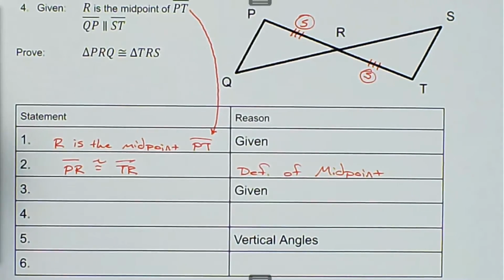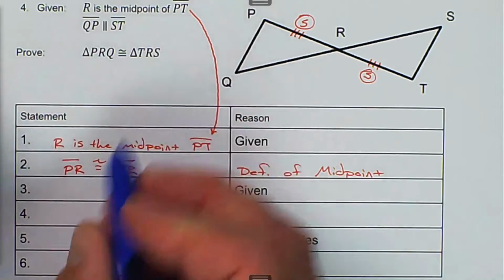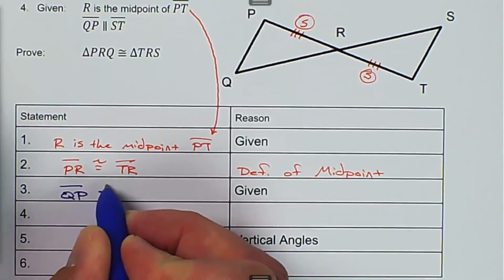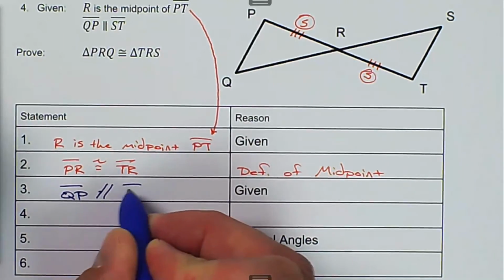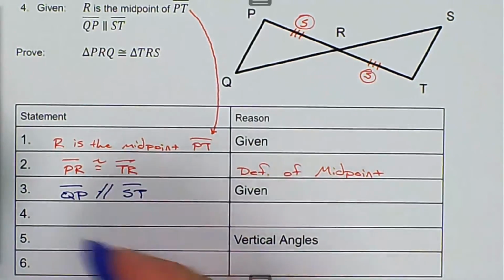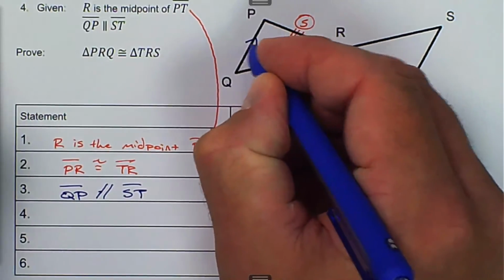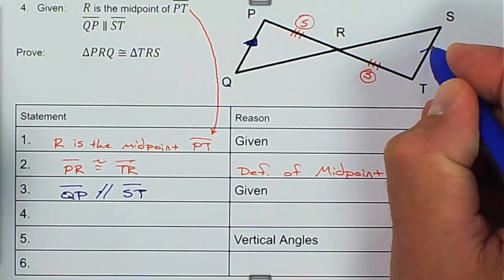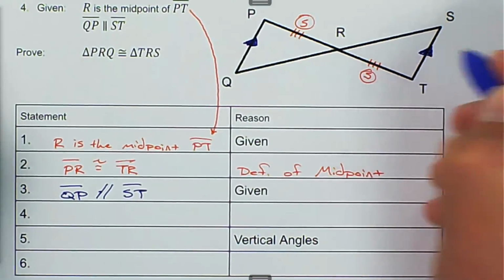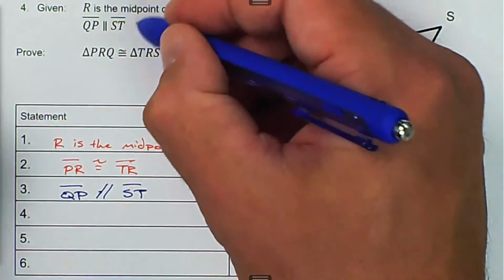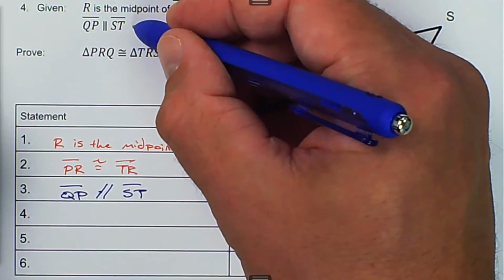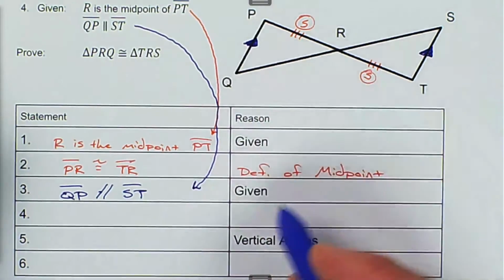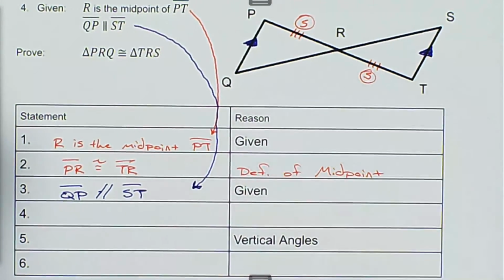All right. The next thing we have is line segment QP is parallel to line segment ST. So QP is right here. We'll put our arrow on there, and that's parallel to ST. And that in itself, we can't really mark anything on our drawing, but that's given, so we can keep that on there.